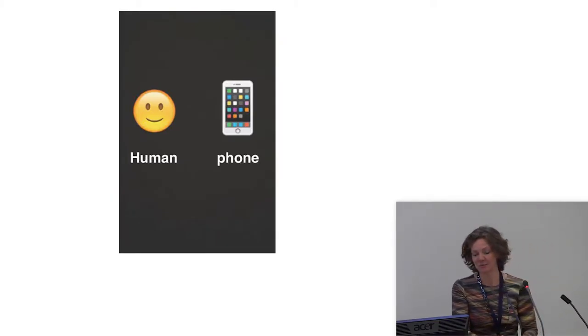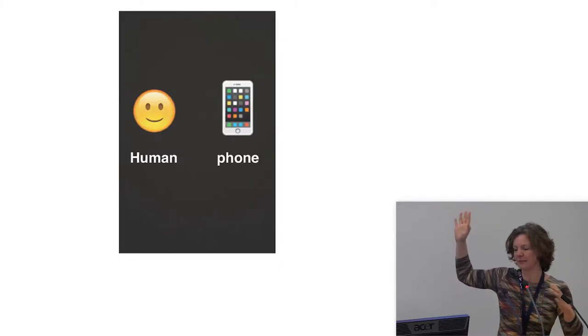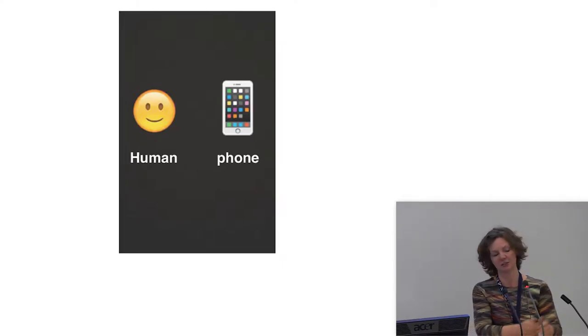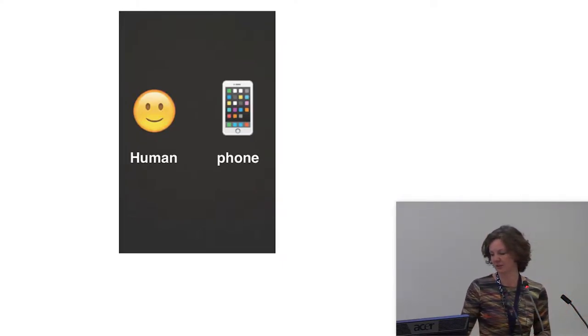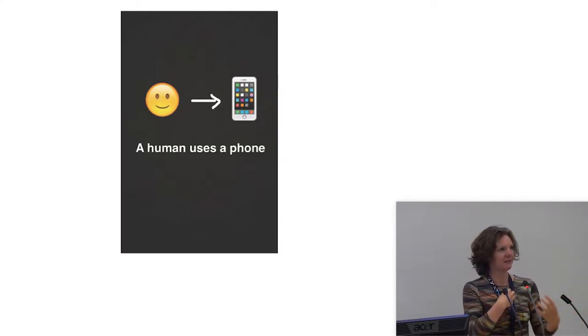Okay, so I'm sort of assuming most of the phone could be other technology, but so much quantified self stuff is the phone now, so I'm just using the phone as our example. So you've got a human, you've got a phone, you've got these two things. And usually we think about it like this: a human uses a phone, right?